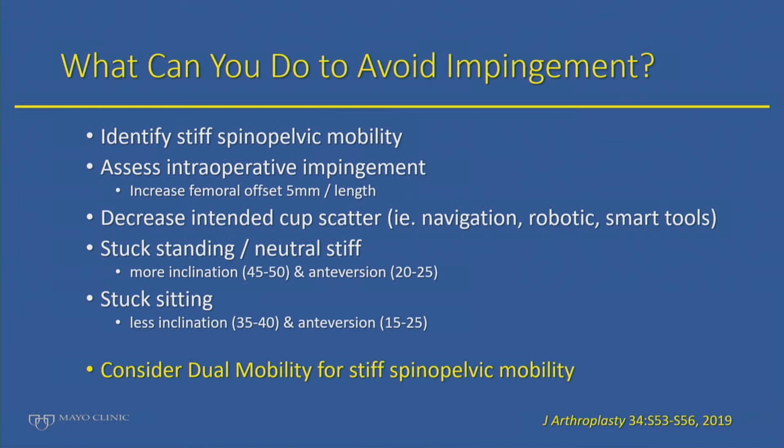So what can you do to avoid impingement in this situation? First of all, you have to try to identify it. And then one of the things you can do in surgery, and I don't know that people do as good a job with this as they should, is change your routine to try to figure out, is the patient impinging? Where are they impinging? Do I need to change something with the femur, with the offset, with the length? A lot of times you just sort of do this, that's good, and you get out of there.